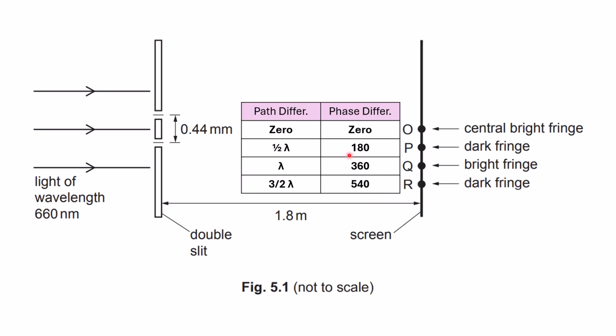So now we have the complete table here. We may not even need all this information, but just so you understand that the path difference corresponds to the difference in length in terms of wavelength, but the phase difference is in terms of angles.